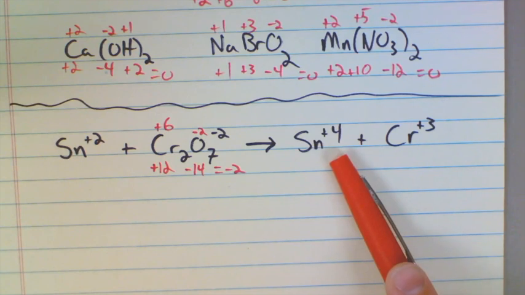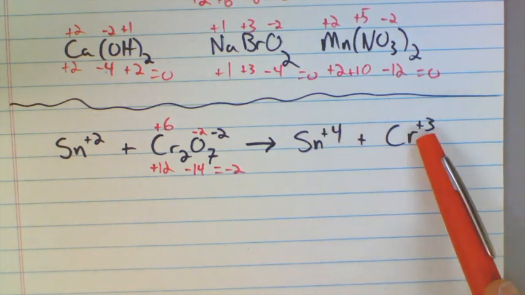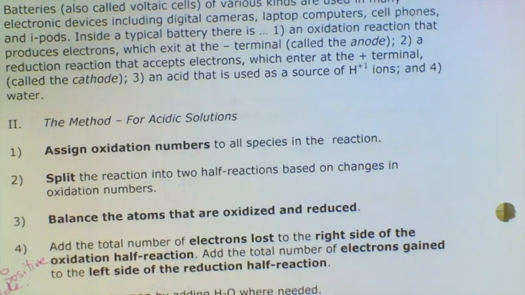Okay, again here, our other tin, it's an ion, so that's its oxidation number, and our chromium over here, it's an ion, so that's its oxidation number. So we only really had to get one oxidation number right here. Okay, now we're on to step 2.